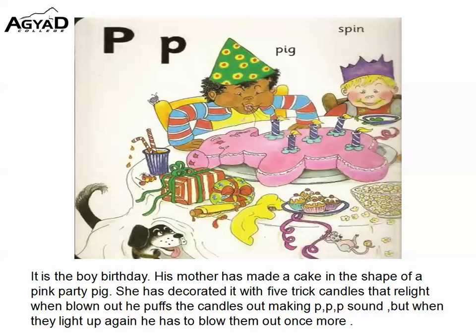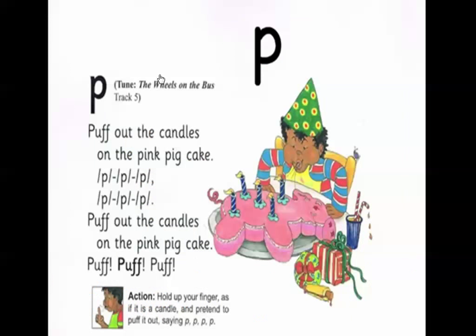P. Very good, KG1. All his friends around him, they were very happy to do that and to see the boy puff out the candles, so they started to sing for him. What did they sing? They say, puff out the candles on the pink cake. P, p, p, p, p, p. Puff out the candles on the pink cake. Puff, puff, puff. Let's listen to the song together.